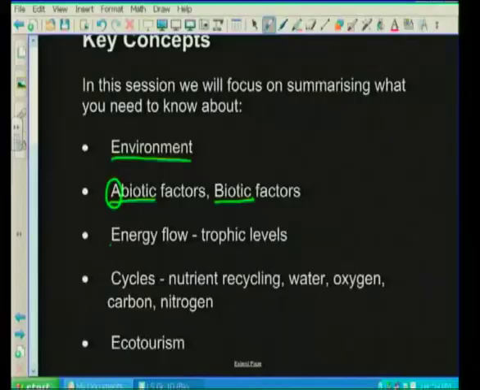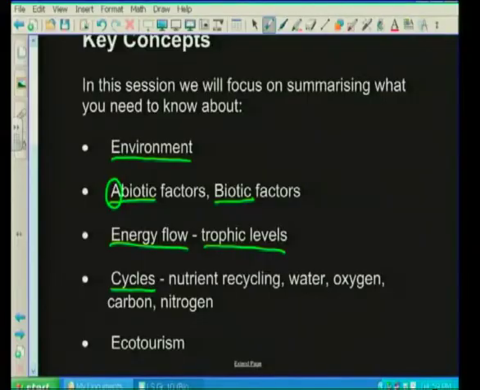We're going to look at energy flow. That's a flow of energy, obviously, through our trophic levels. And trophic, as we're going to see later on, refers to feeding levels, the different feeding levels in our ecosystem. That's going to bring us to a few different cycles. It's going to include the water cycle, the oxygen cycle, the carbon cycle, and the nitrogen cycle. And then we're going to have a little chat about ecotourism. So those are our different categories of what we're going to discuss today.